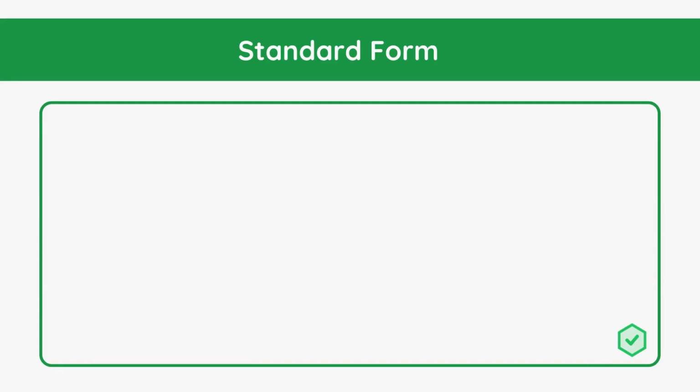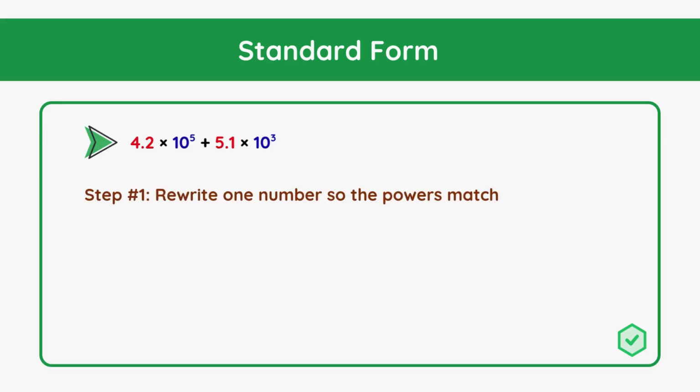Now the harder case, where the powers are different. Add 4.2 times 10 to the power of 5 to 5.1 times 10 to the power of 3. We can't add them yet because the powers don't match. So step 1 is to rewrite one of them. Let's bring the smaller one up to match the larger. 5.1 times 10 to the power of 3 can be written as 0.051 times 10 to the power of 5. The same value, just rearranged, so the power is now 5.